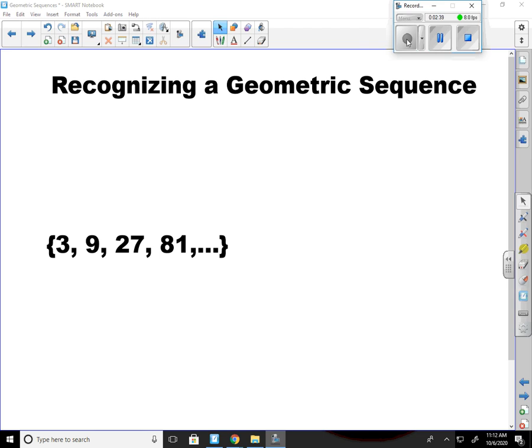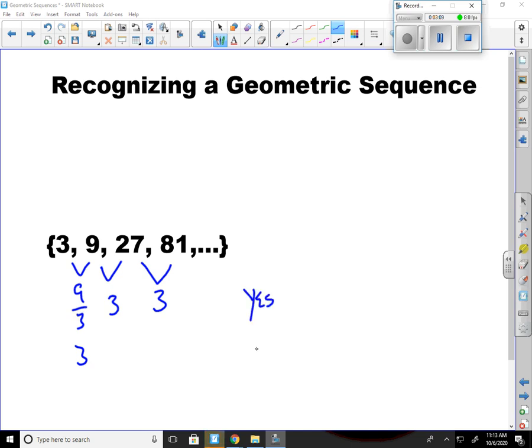So let's see if we can recognize a geometric sequence. Here we have the sequence 3, 9, 27, 81. In order to see if it's a geometric sequence or not, I do the exact same pattern of events. 9 divided by 3 is 3. 27 divided by 9 is 3. 81 divided by 27, you got it, is 3. That tells us that this is a geometric sequence, because we come up with the same common ratio, r equals 3.